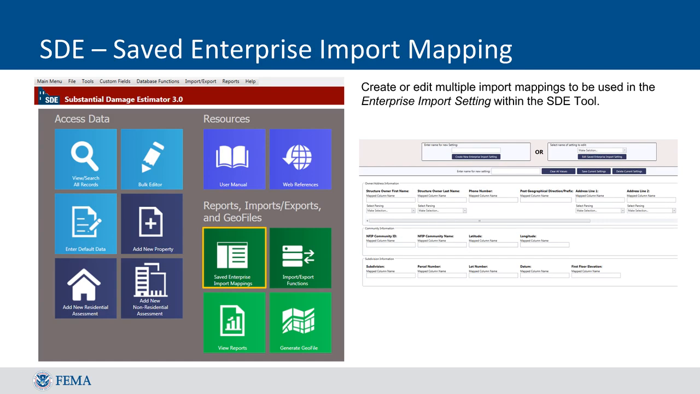The Saved Enterprise Import Mapping function allows you to create or edit enterprise import settings. These settings are used to import property records that are formatted and saved in Excel. Mapping and saving enterprise import settings saves you a significant amount of time when importing multiple sets of property records that are formatted in the same way.